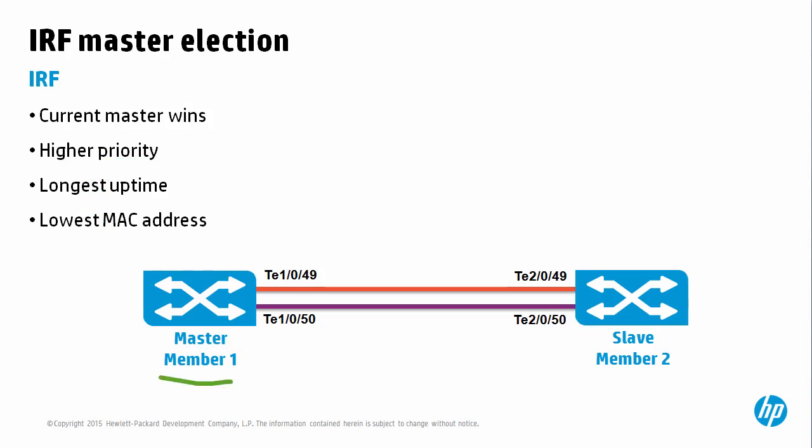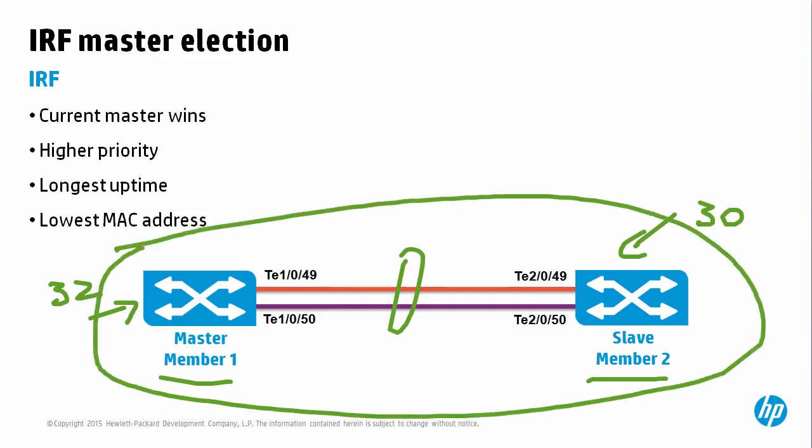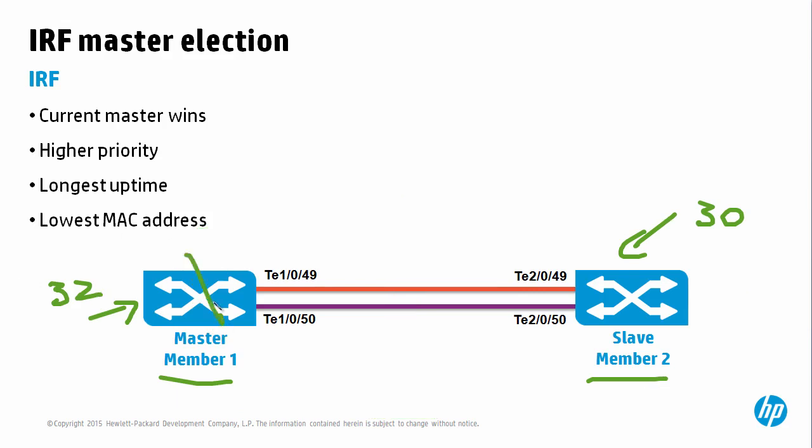And what happens when the master goes down? Let's assume for the moment that this device on the left is the master. It has a priority of, let's say, 32. This device on the right is the standby device or slave device and has a priority of 30. These ports are connected as IRF ports, and this is an IRF system. What happens when the master device goes down? So when the master device goes down, the standby device will become the new master because it's the only device available. Let's say you rebooted the master, so it wasn't a physical failure, it was just a reboot.